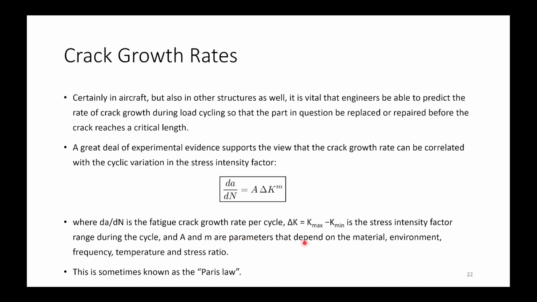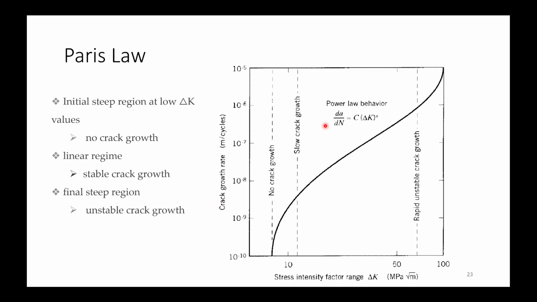So these parameters A and m depend on the material, the environment, which can be related to oxidation of the material if it is possible, or whether it is in vacuum, the frequency of your cycling, your temperature and stress ratio. This formula is sometimes known as Paris law. Now this is the graph.